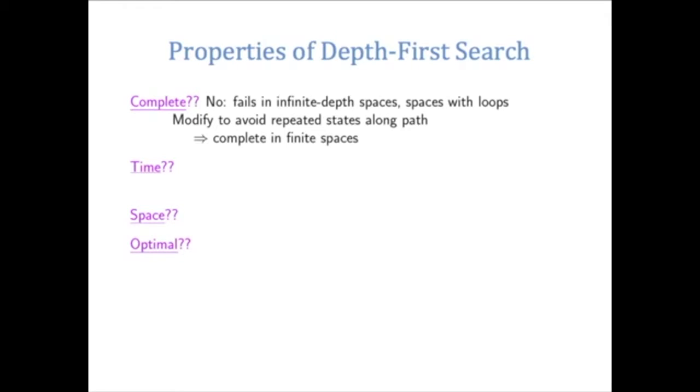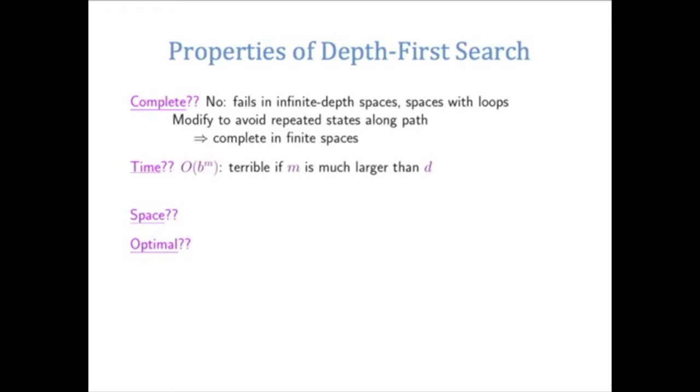The other thing to note, of course, is that if the search tree is finite, then depth first search is complete because, like in the example I just showed you, we reach the maximum depth of our search tree and then start working our way back up. How about time complexity?